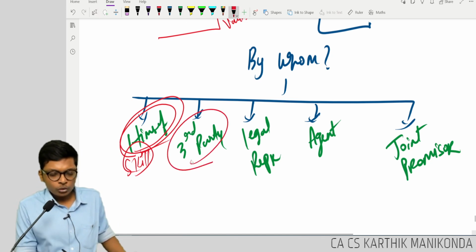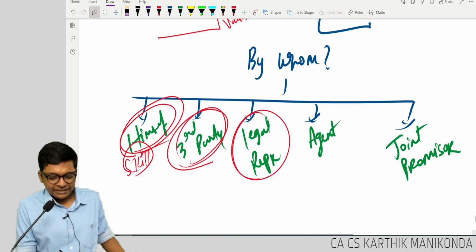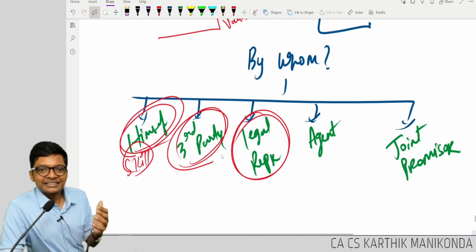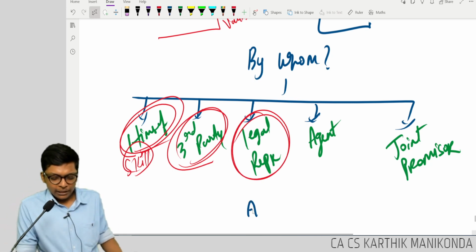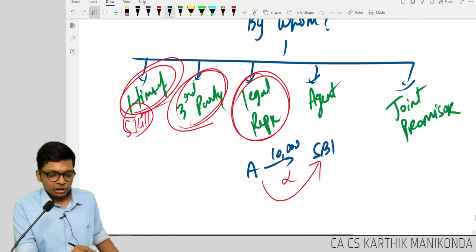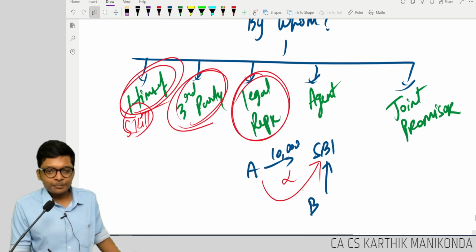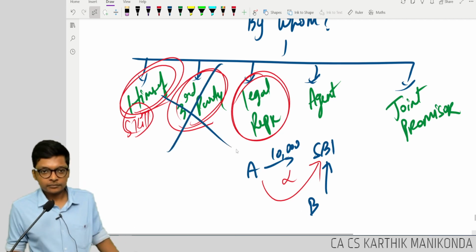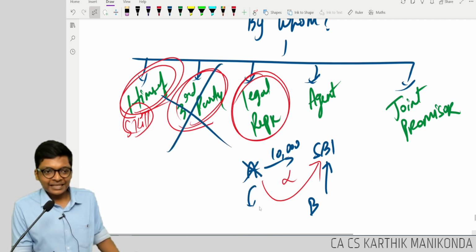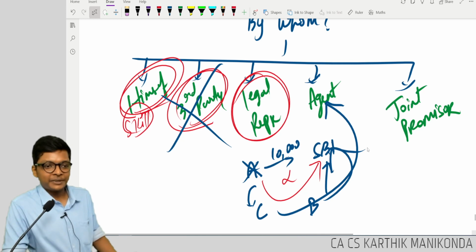A third party or legal representative can perform when there is not much skill involved. For example, A took a loan of 10,000 rupees from SBI and has to repay SBI. A did not repay. Instead of A, B is repaying. Is it allowed? Yes, SBI just wants the money. Who is B? A third party, not related to A. If A died, A's legal heir, let's say C, can make the payment to SBI. Are you following, guys?